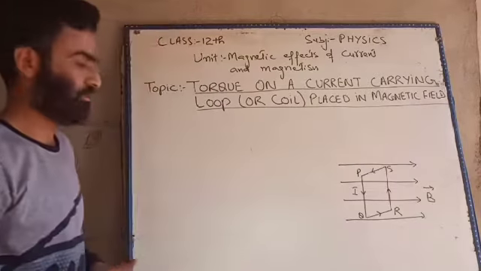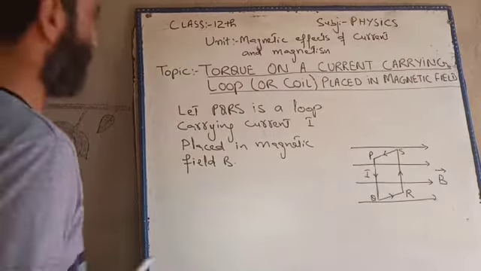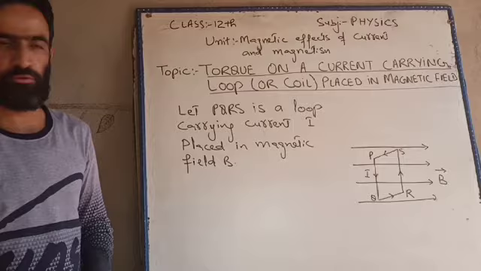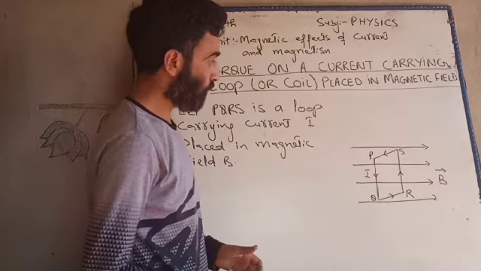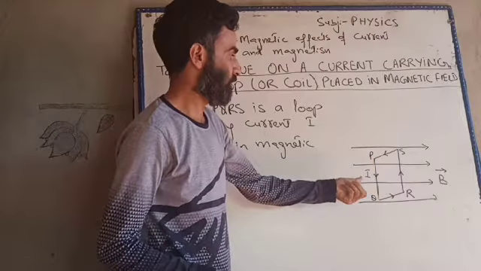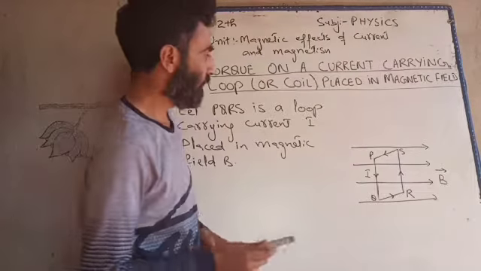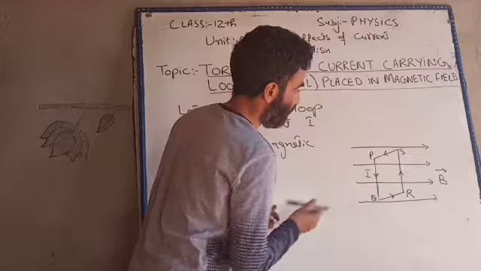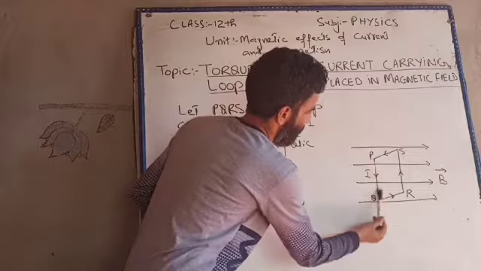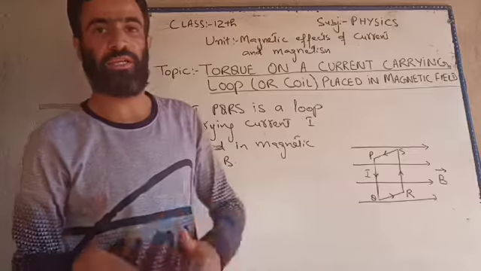Okay, let us write down these things. Let PQRS be a loop carrying current I placed in magnetic field B. Now we know when these conductors carrying current remain in magnetic field, forces get developed upon them. Those forces then constitute the torque. First we calculate the forces on all of these arms, then after getting the resultant force, we can get the total torque.